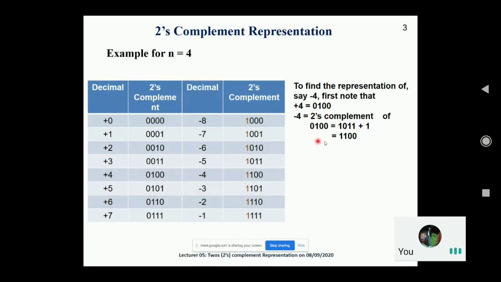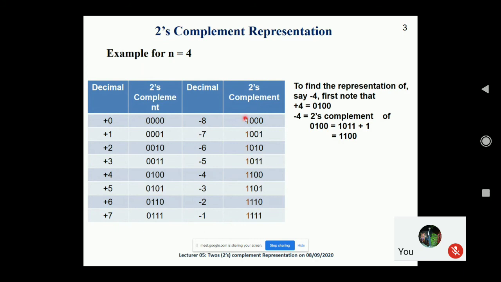See here, 0100, and after that what happens? We are using 1011 plus 1. So what is our main task when we are representing the two's complement? We take 0100, use the ones complement, and the generated number is 1011. After that, the second task is adding 1. So here we are getting 1100. See here, -4 is 1100. Are you getting my point? Similarly, we use -8 also, -1 also.